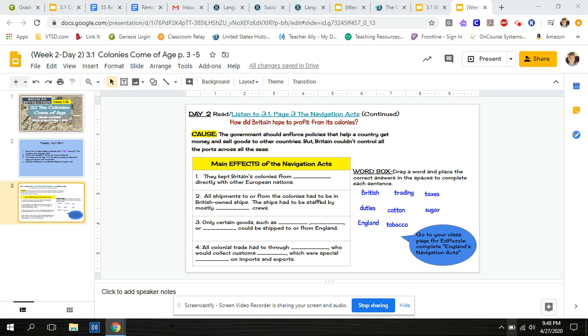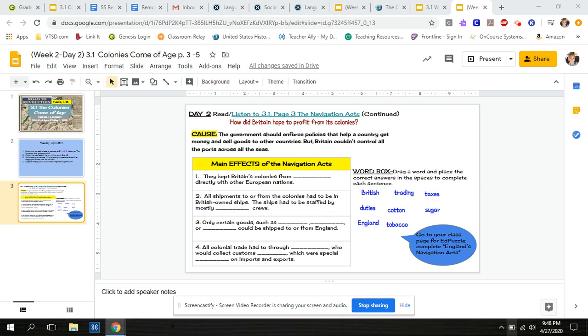And they felt that the government should make laws that help a country get money to sell goods to other countries. In order to gain this control and for them to have higher profit and wealth, Great Britain made a series of acts called the Navigation Acts, and that's what we're going to be talking about today.